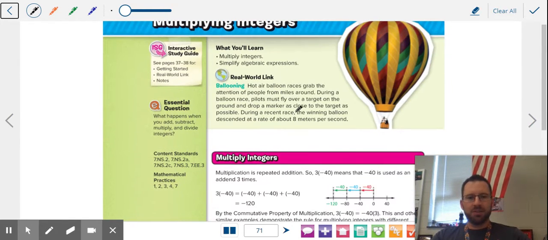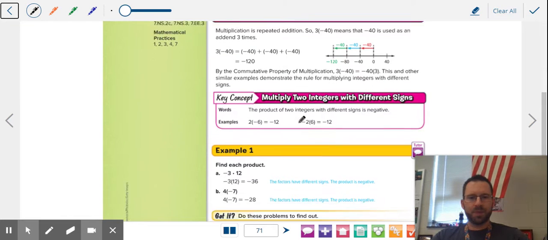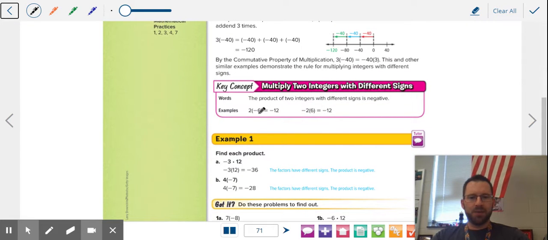So there are two basic rules with multiplying integers. First rule is if you have one negative sign in there, or eventually if there's more than one negative sign, and we can kind of talk about that as we get there. But if you have a negative sign in there, it makes the whole thing negative. So whether it's the first number or the second number, if there's one negative sign in the whole problem, it makes the whole thing negative.